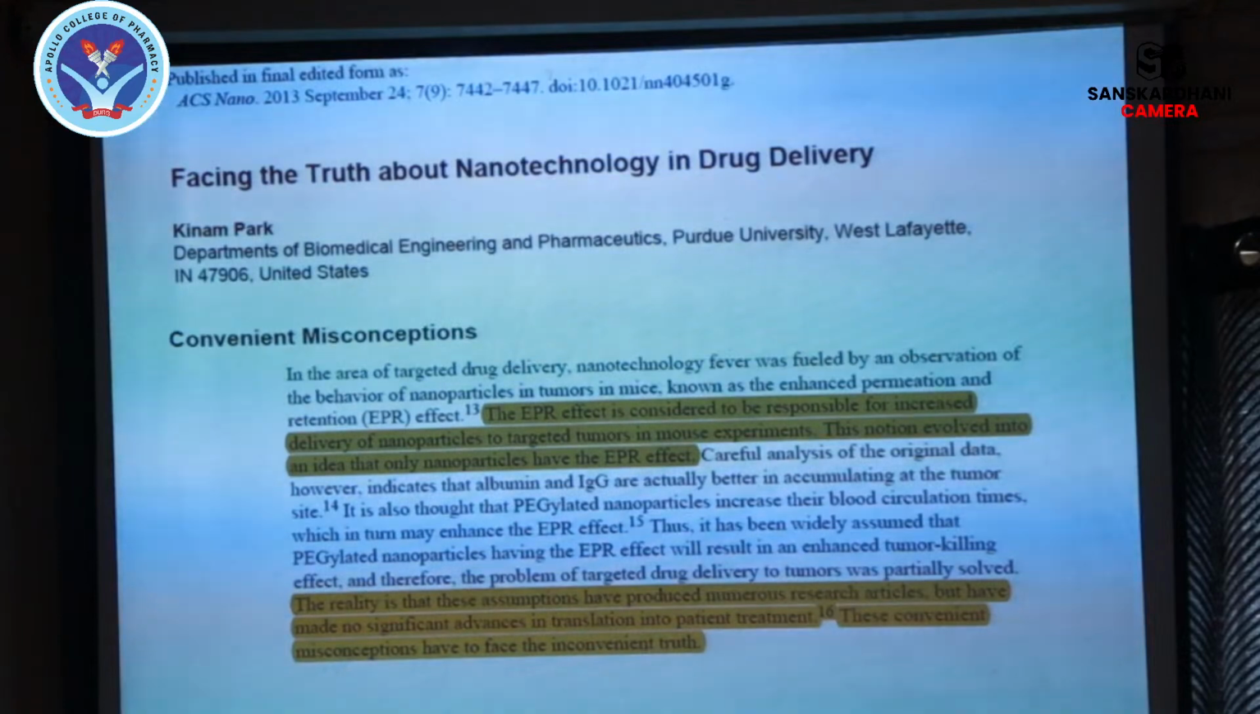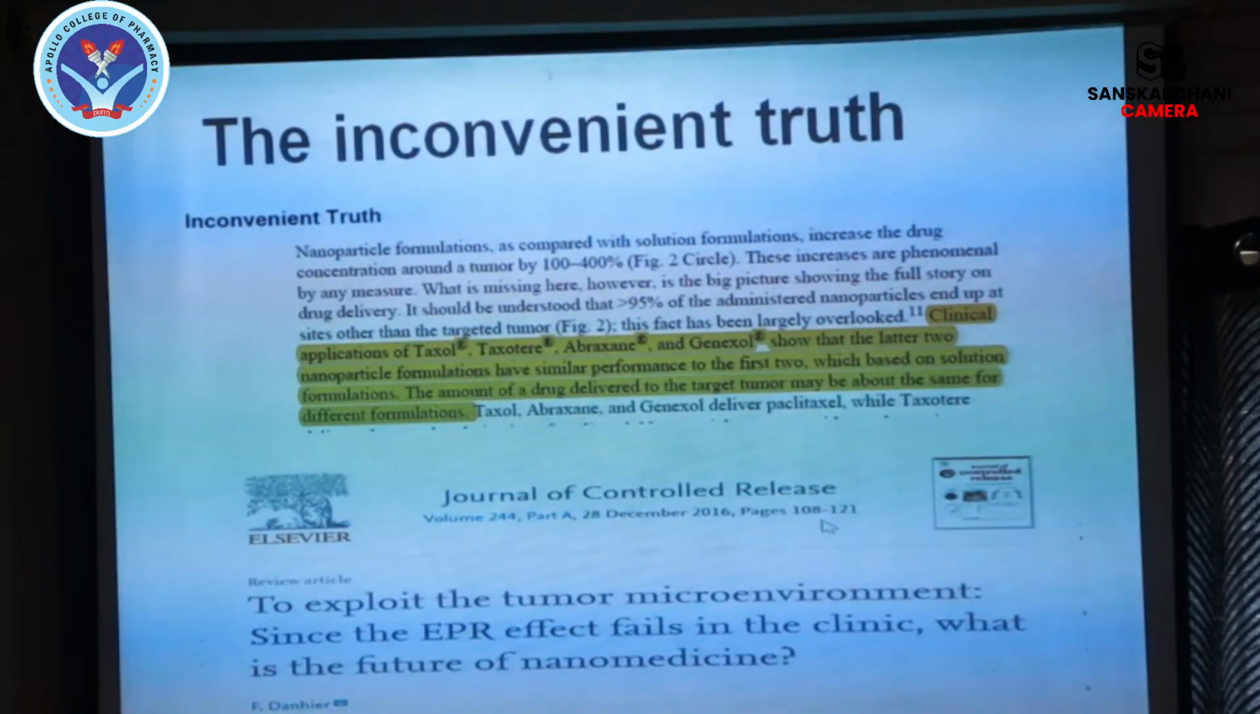Now, what are the causes of this lack of actual benefit in the case of nanoparticles? This EPR effect has resulted in a lot of research papers, but in actual practice, liposomes aren't working that well. That is almost equivalent to the free drug injection, and I'll spend a little time on what the reason for that is.